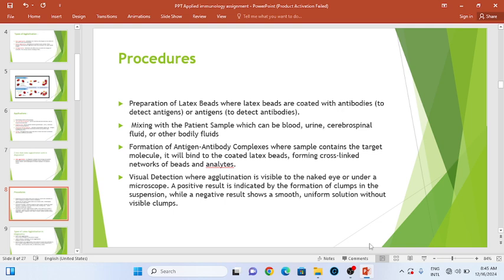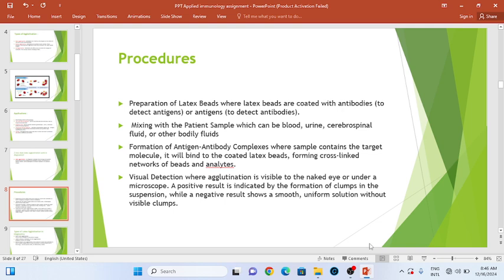There is visual detection, where agglutination is visible to the naked eye or under a microscope. It means when we are visualizing, we see the agglutination, which is visible by our naked eye or visible when we are looking under a microscope.